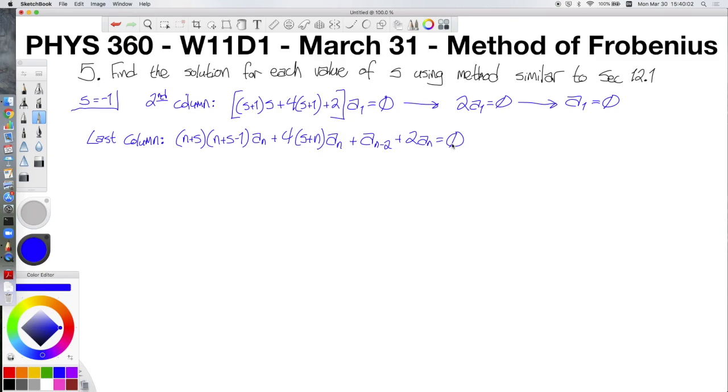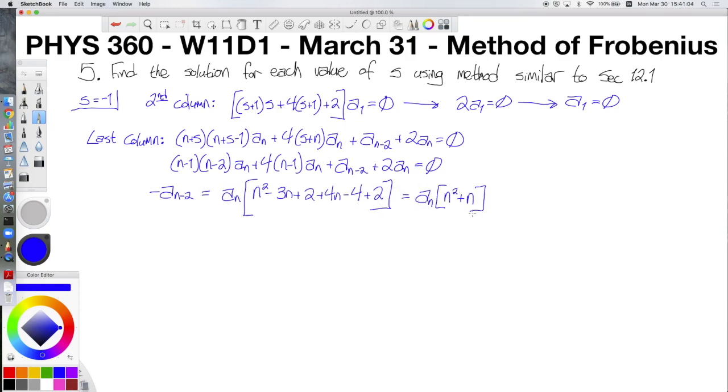Now, plugging in our actual value for s here, this becomes the following: n minus 1 times n minus 2 times a sub n plus 4 times n minus 1 times a sub n plus a sub n minus 2 plus 2 times a sub n. And then we can rearrange this whole thing as follows. Which means we can now write our general relationship between our terms as follows over here: any given coefficient is equal to the negative of the coefficient that came 2 before it, divided by n times n plus 1.